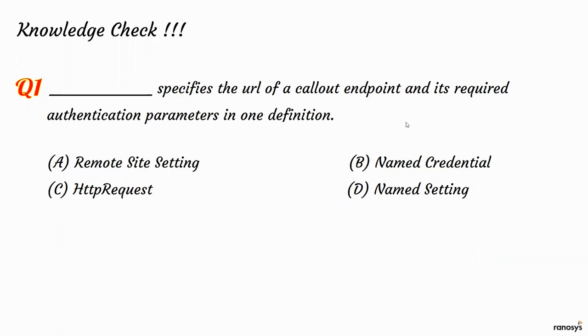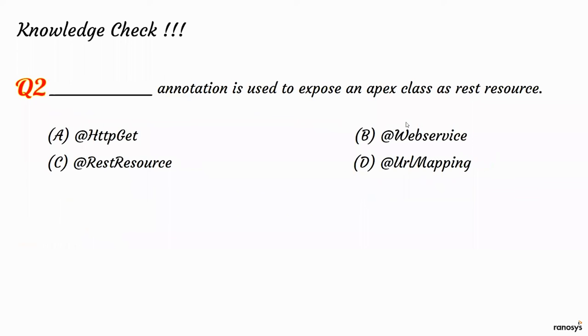Let's see what the correct answer is. The correct answer is B, named credential. As I defined earlier as well, named credentials specify the URL of a callout endpoint and its required authentication parameters in one definition. The next question for you is: what annotation is used to expose an Apex class as a REST resource? Your options are @HttpGet, @WebService, @RestResource, or @UrlMapping.